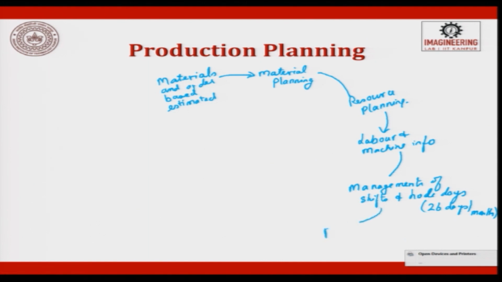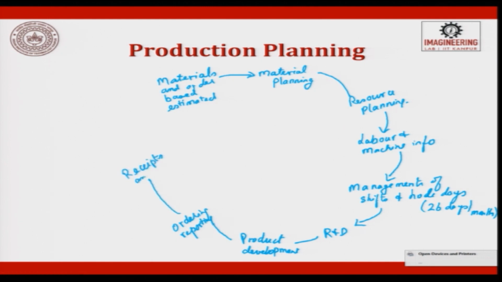Then you will have to also do R&D. Okay. Then you develop, product development happens. Then you have ordering, order reporting happens. Then you will have receipt and returns you have to file, and this goes to estimate. So, all these steps are involved in process plan.